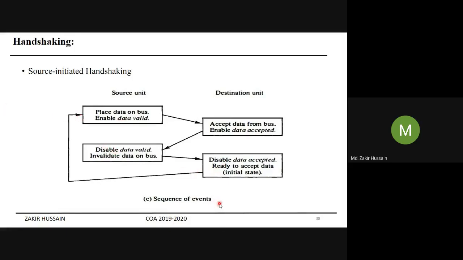So this sequence of events, this diagram, these arrow marks, how the flow is, that is an important examination point of view. Again, 10 marks. Remember, this strobe and this handshaking is definitely a very important examination topic.